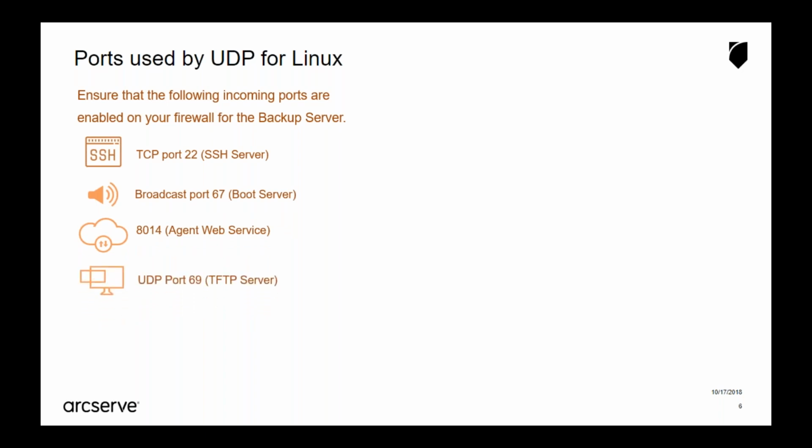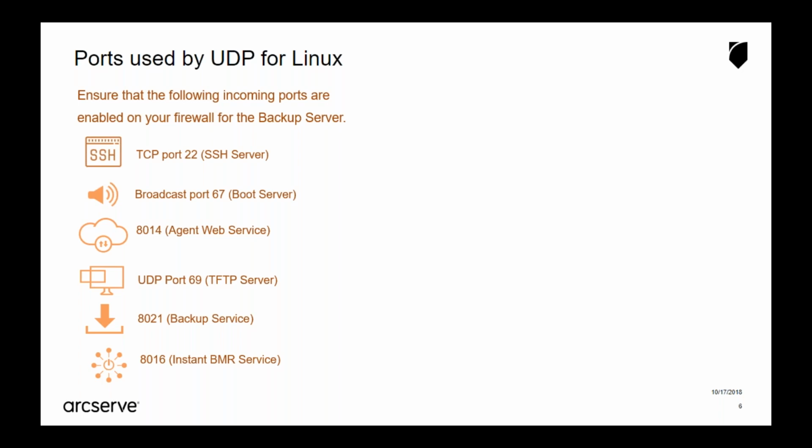We need the UDP port 69 to be open, 8021, which is used for our backup service, and 8016, which is used for our instant BMR service. All these ports need to be opened up on the Linux backup server.